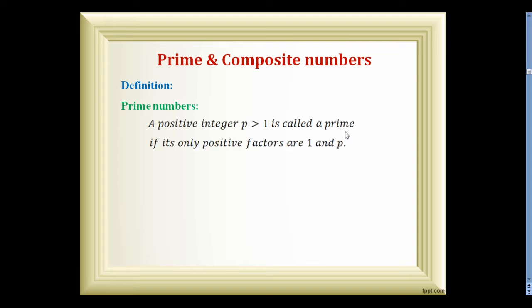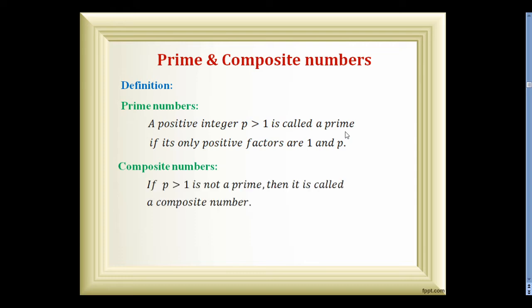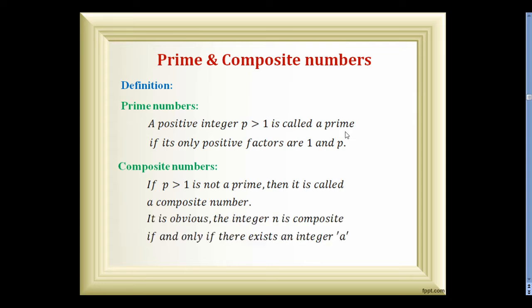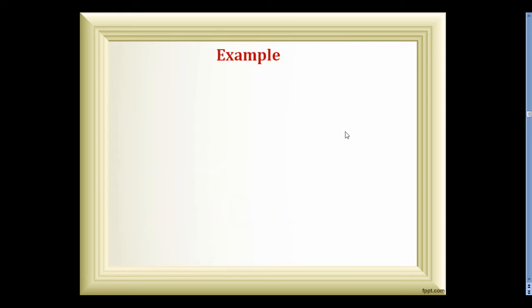A positive integer p greater than 1 is called a prime if its only positive factors are 1 and p. Composite numbers. If p greater than 1 is not a prime, then it is a composite number. It is obvious that an integer n is composite if and only if there exists an integer a such that a divides n and a lies between 1 and n.